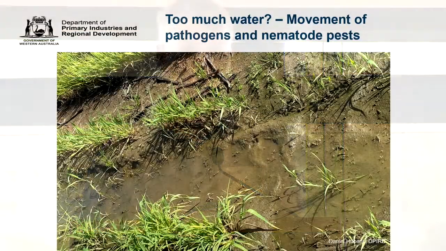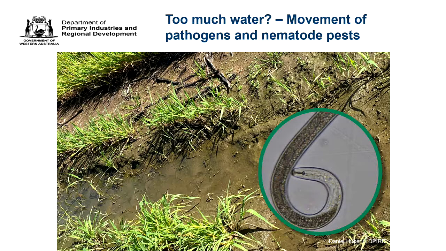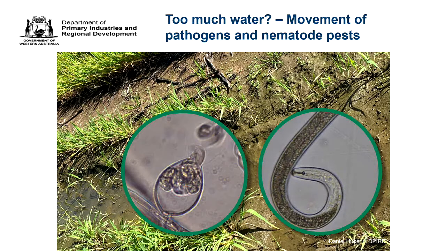The other issue with a lot of water does mean that things like root lesion nematodes and also other pathogens like Phytophthora, which is an oomycete, can have the opportunity to move around the paddock as well.